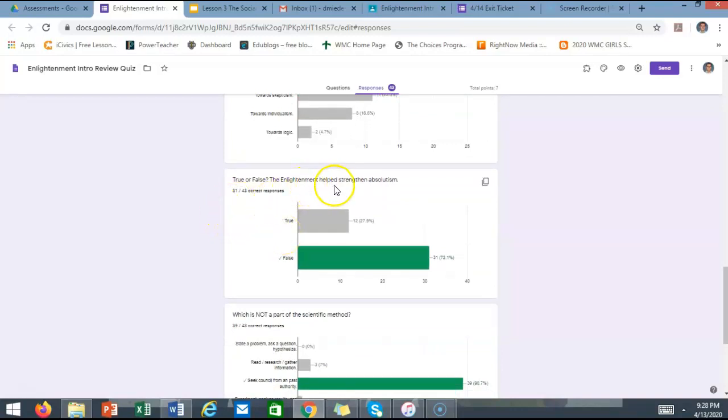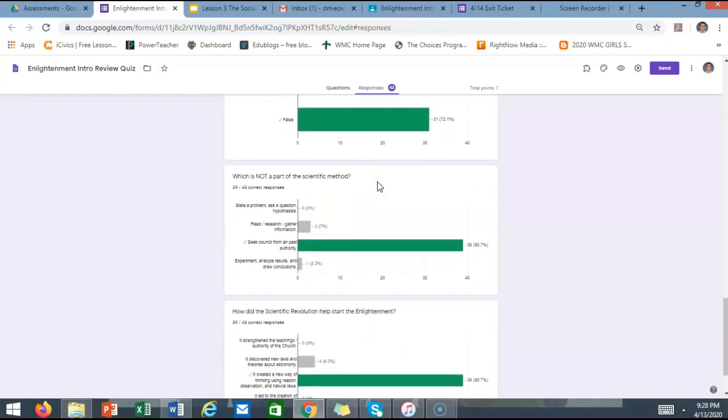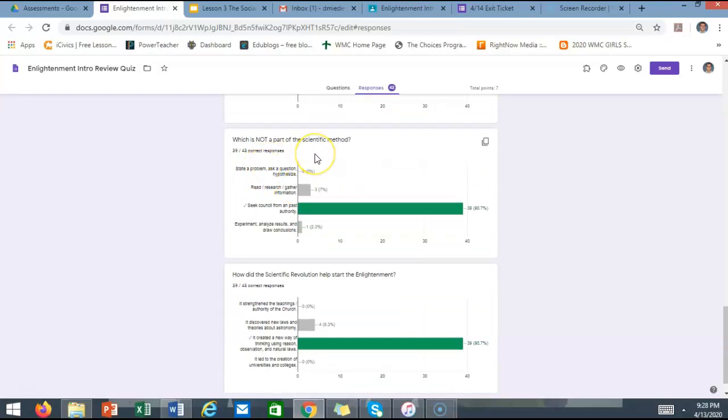True or false, the Enlightenment helps strengthen absolutism. That is a false statement. It's going to tear absolutism apart. We will focus more specifically on that in the next unit on global revolutions. Scientific method was the type of thinking used in the Enlightenment, not just for science, but for things like politics, government, religion, and the economy as well.